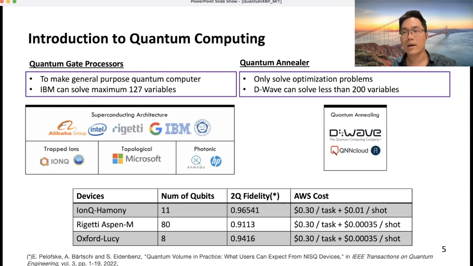Because we have many quantum companies with different hardware, and the hardware has different quality and a different cost to access, for example, IonQ only provides 11 qubits on Amazon Braket. From the paper shown in this slide, you can see that we have different quality in different devices, different numbers of qubits, and different costs. So making the right decision for the user is very difficult.